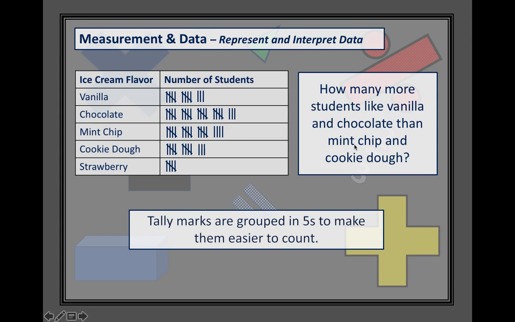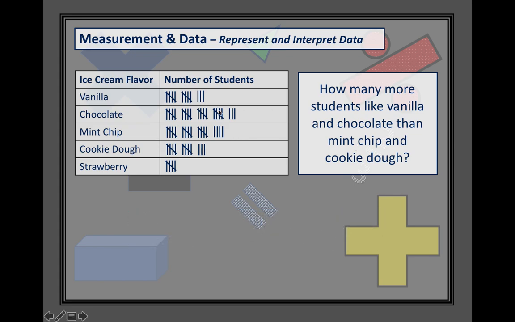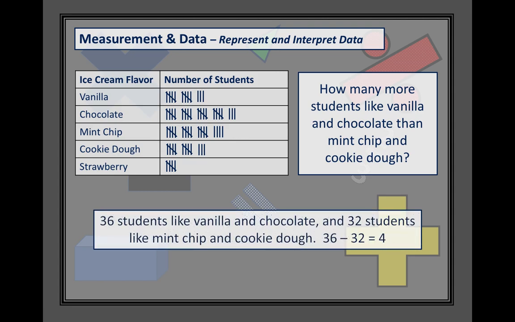And then when we look at the mint chip and the cookie dough, we're going to see 5, 10, 15, 20, 25. Add these 4 more on for 29. Add 3 more on to make 32. So we can see that 36 students like vanilla and chocolate, 32 students like mint chip and cookie dough. So we'll just do a basic subtraction problem of 36 minus 32, and we'll see that 4 more students like vanilla and chocolate than mint chip and cookie dough.